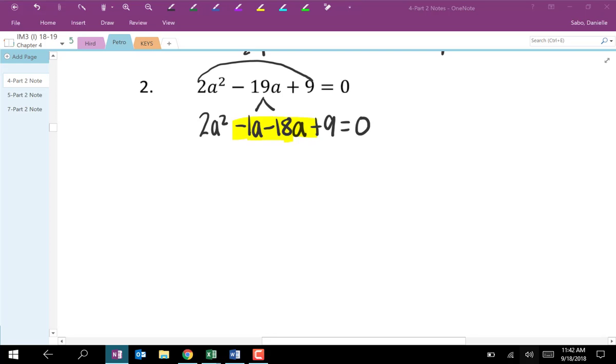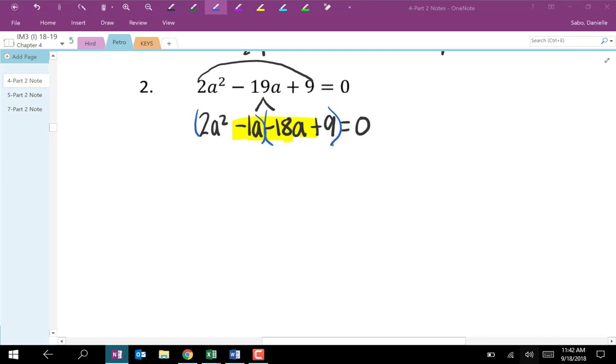Now it's called factor by grouping for a reason. That means we're going to group the first two in blue and then group the second two. All you're doing is putting the first two terms in a group and the second two terms in a group. That way you can factor something out. Again, piece by piece. If you have to literally put your hand over this so you don't get confused, do it. Okay, what is common between 2a squared and a?